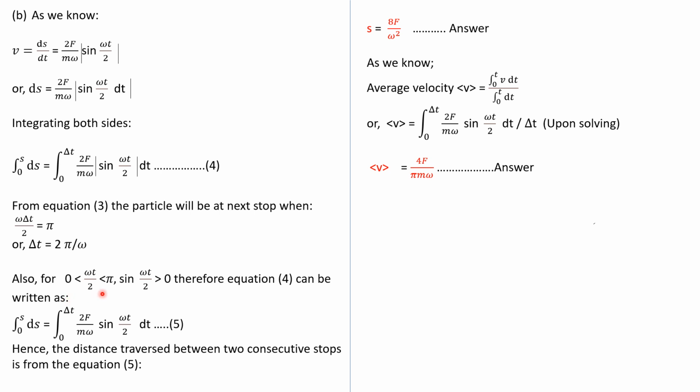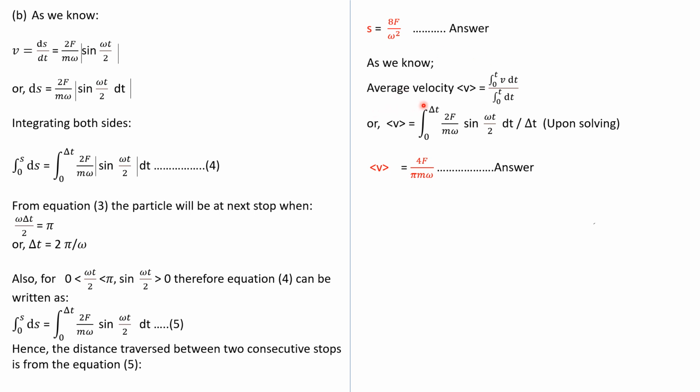Also, for omega t by 2 greater than 0 and less than pi, sin omega t by 2 will always be positive. Therefore, equation 4 can be rewritten as this. Hence, the distance traversed between two consecutive stops is obtained from equation 5. We can obtain S = 8F by m omega squared.